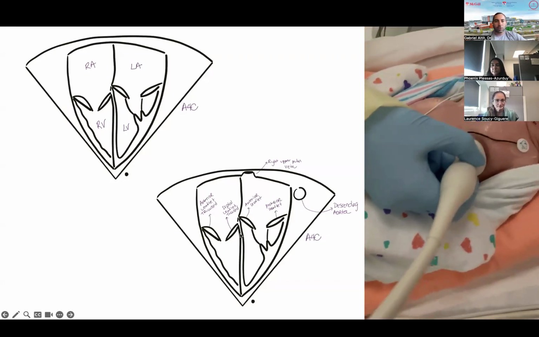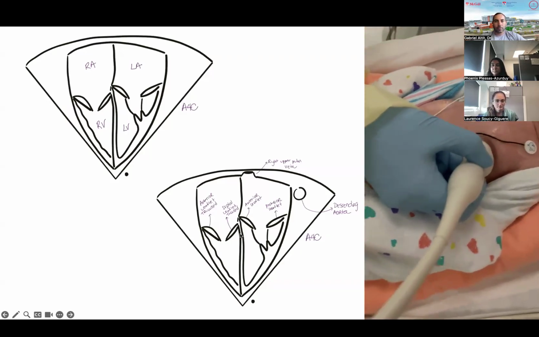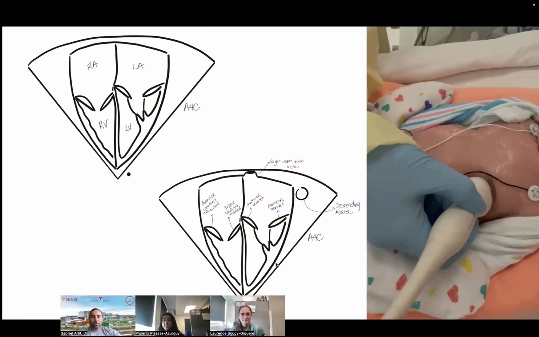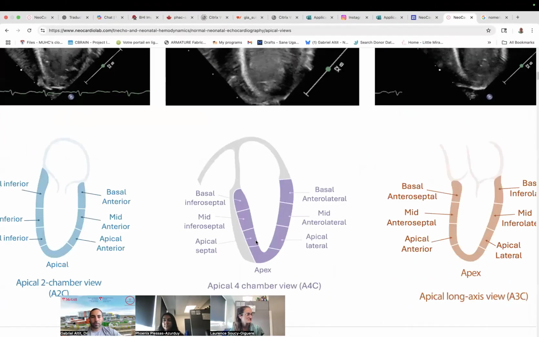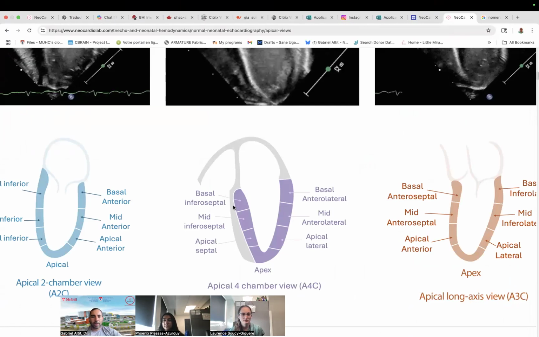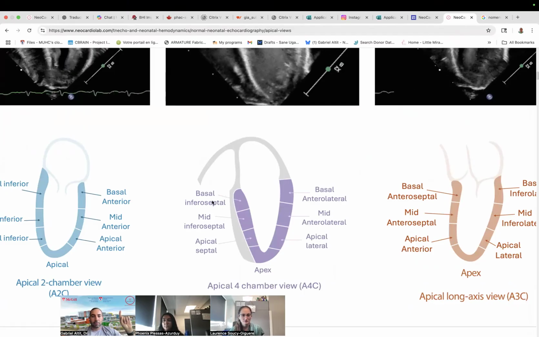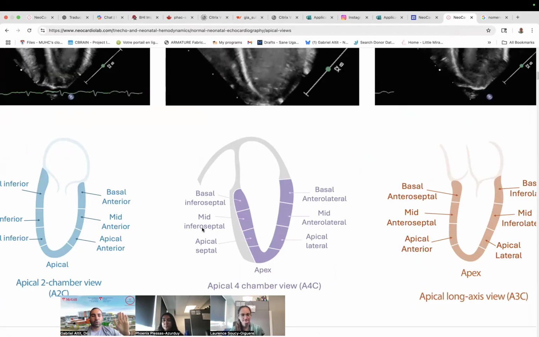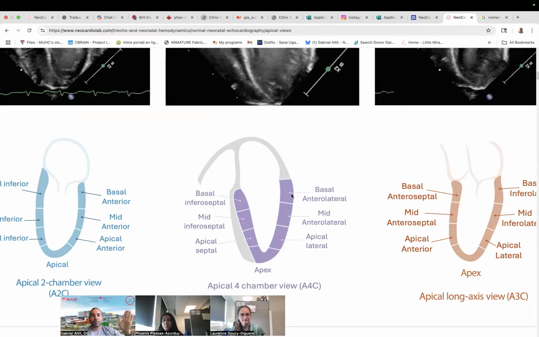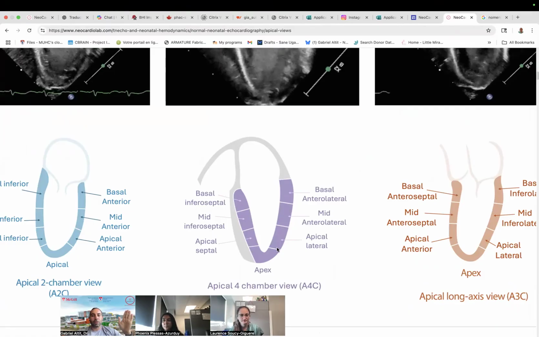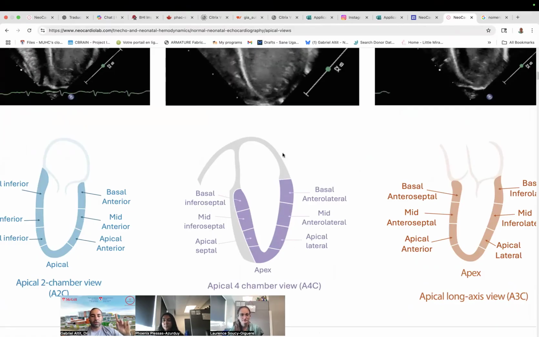Actually, if we go by... This is more anterior and this is more posterior actually. So I need to change that first graph. Do you get it? Because this is inferoseptal, inferoseptal. So this is more towards the back of the patient, and this is anterolateral. So this is a bit more anterior. So this is the good nomenclature.